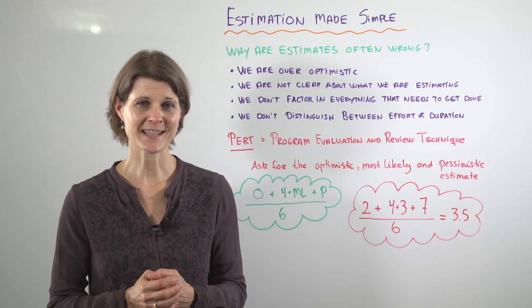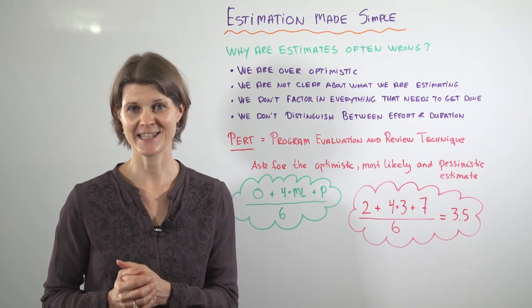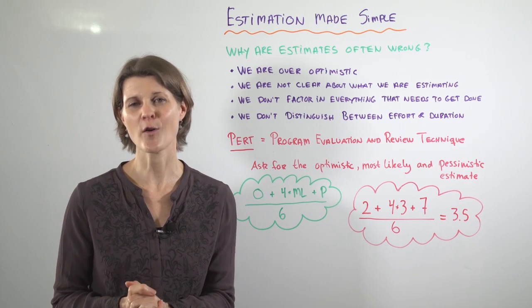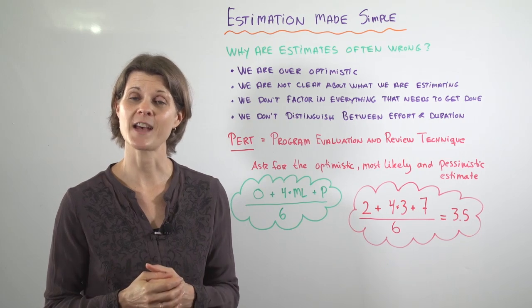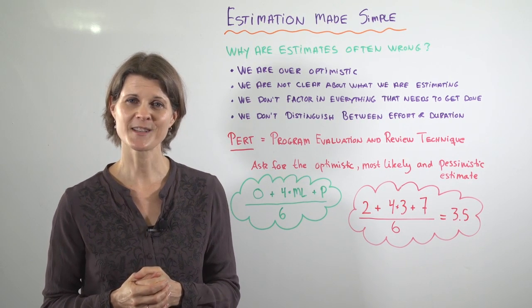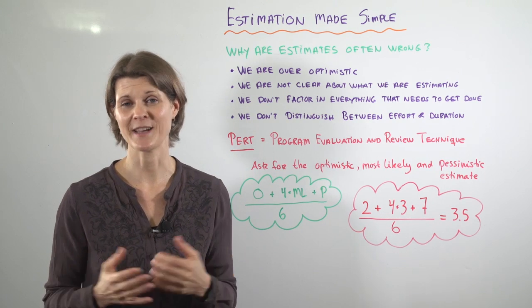We will take something that can at times be quite complex and make it simple and easy for you to use. The thing about estimation is that we often get it wrong. There are a number of reasons for that, and I've written them up on the board behind me. The first one is that we tend to be over-optimistic. I think this is human behavior.